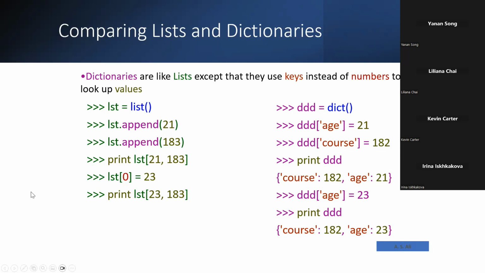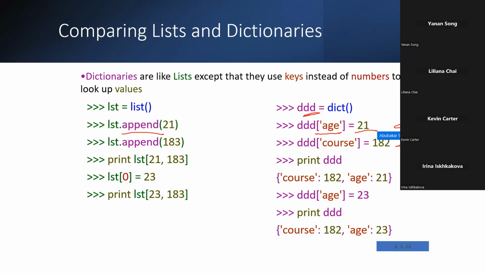For a list, when we want to add, we use append, and we add something to the list. For a dictionary, we have to provide a key before we add anything. We cannot just say DDD, a dictionary called DDD, equals 21. If you do that, there will be an issue. You also cannot say DDD.append(21). You have to indicate the key for this value of 21.